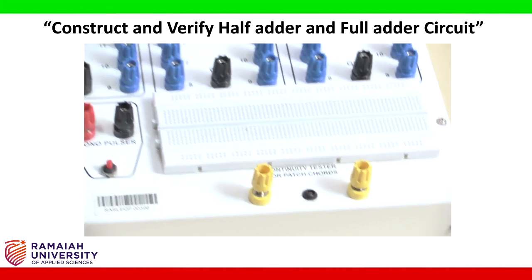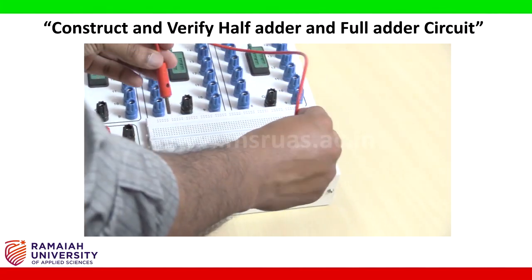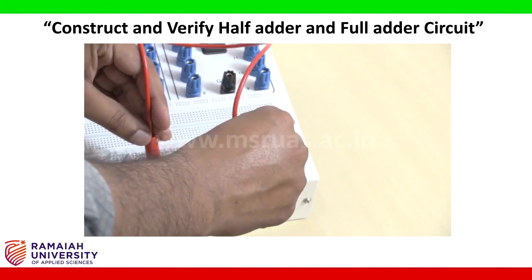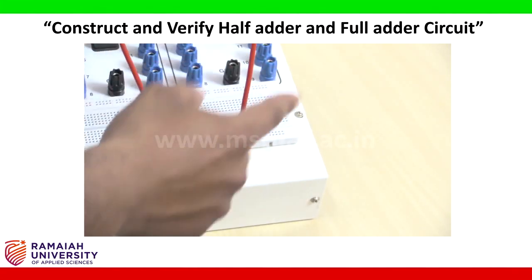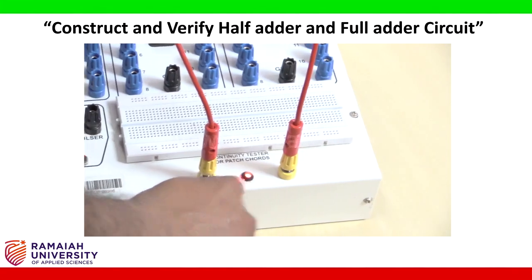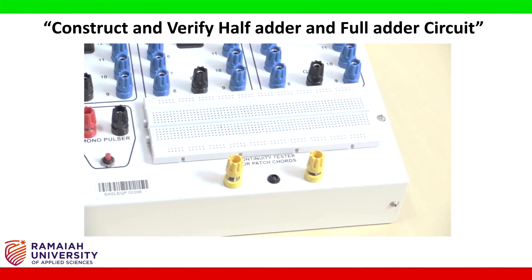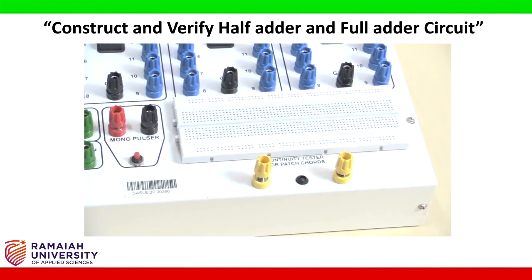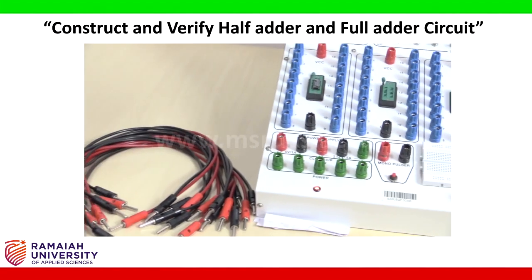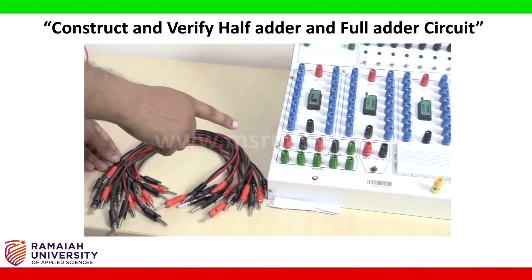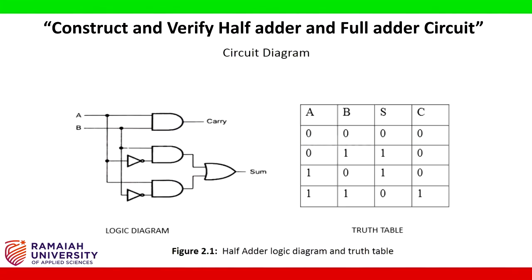Do the same procedure for the remaining patch cords. Again, placing this patch cord in this conductivity tester, you can see the beep sound is coming as well as the LED is on. This represents this patch cord is working properly. Similarly, you have to do the same procedure for all the patch cords which you are using for this experiment. Let us connect the patch cords as per the circuit diagram.